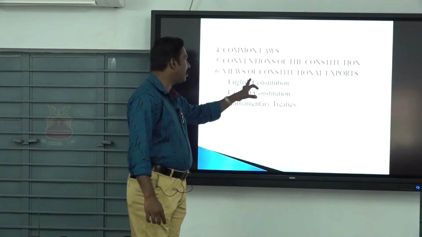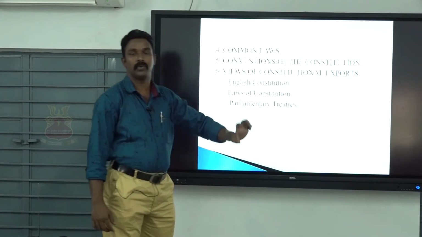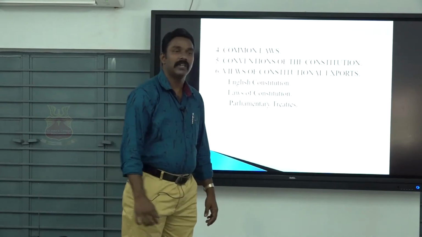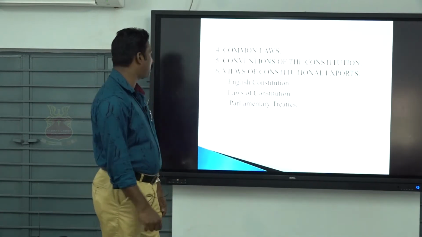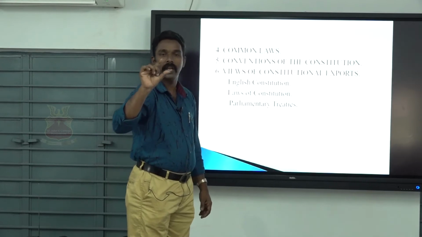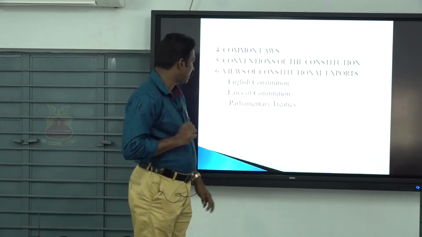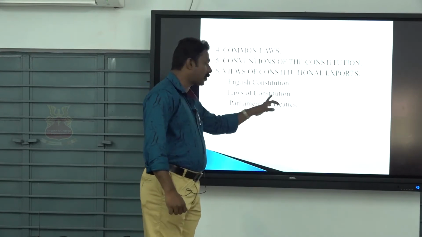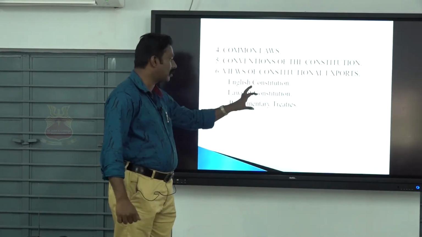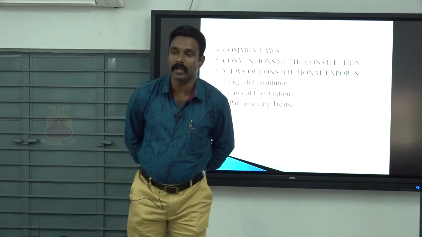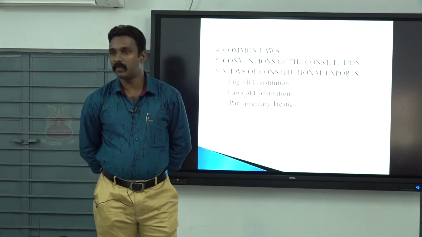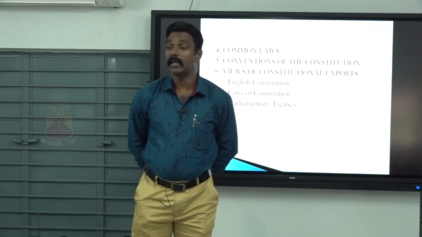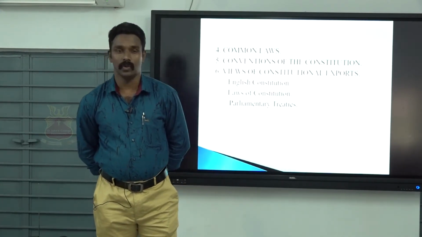The sixth one is the view of constitutional experts. The view of constitutional experts has three points: one is the England Constitution, second is the laws of the constitution, third is parliamentary treaties. These points made up the sources of the England Constitution.